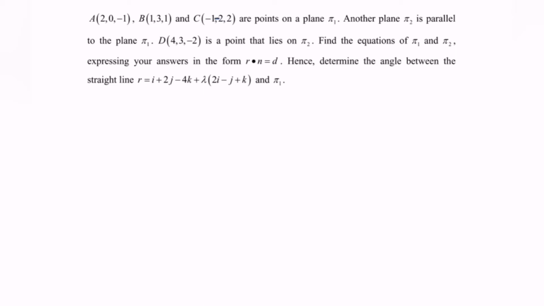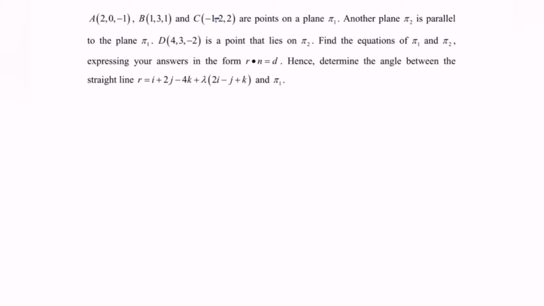In this video, I'm going to discuss the example for vector. Point A, where we have the coordinate (2, 0, -1), point B with the coordinate (1, 3, 1), and point C with the coordinate (-1, -2, 2) are the points on a plane pi 1.